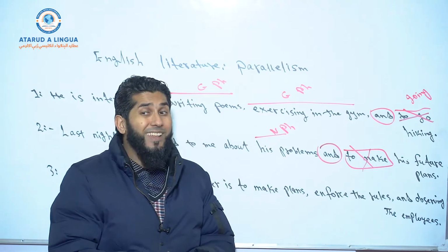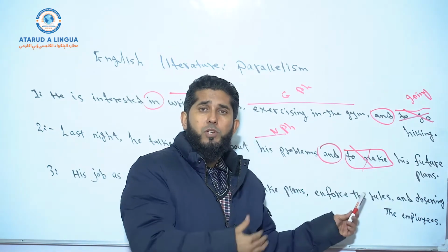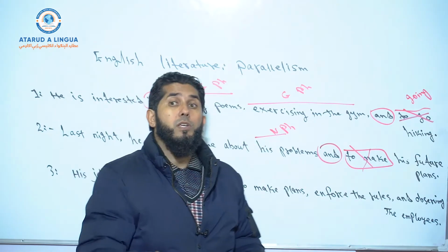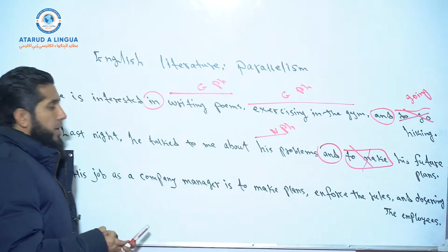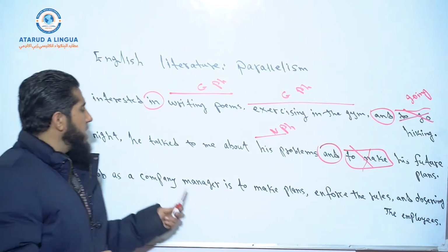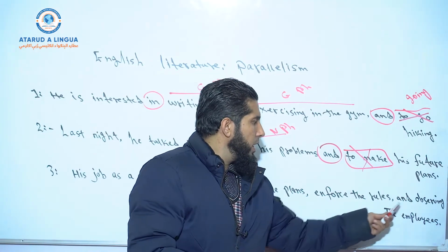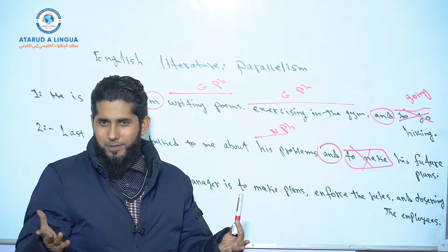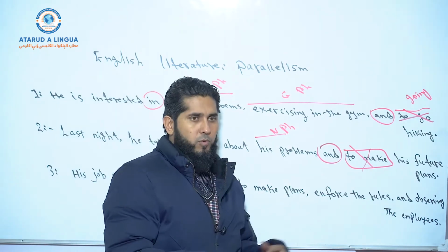Now, according to parallelism, this sentence is correct. But before this correction, it was not correct according to parallelism. According to English literature, it was not correct. Okay, number 3. His job as a company manager is to make plans, enforce the rules, and observing the employees. You see? The same problem over here.